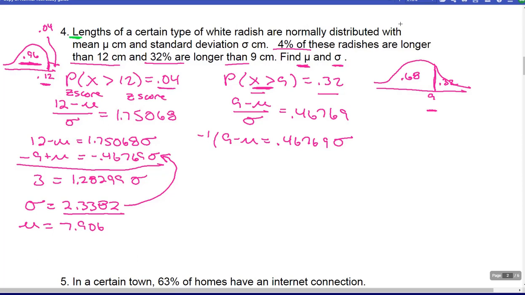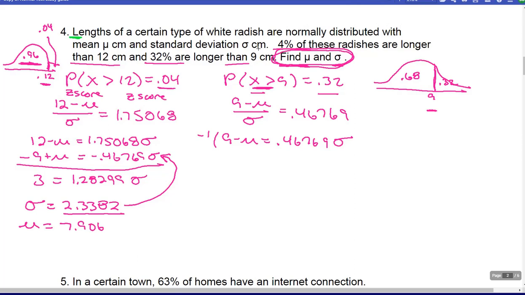What did they ask me to find? The standard deviation, the mean. At the end of every problem, you should always take a quick look at the problem and make sure you actually answered it. We did, so we're done.